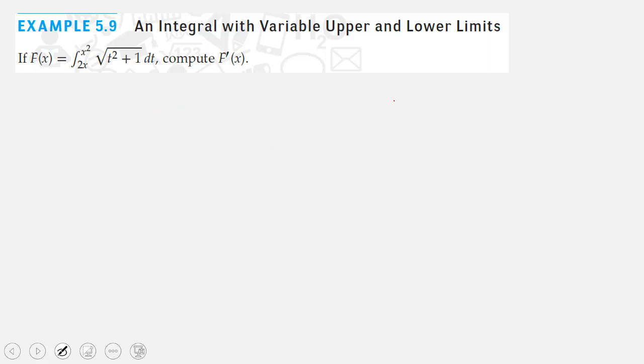Next, an integral with variable upper and lower limits.